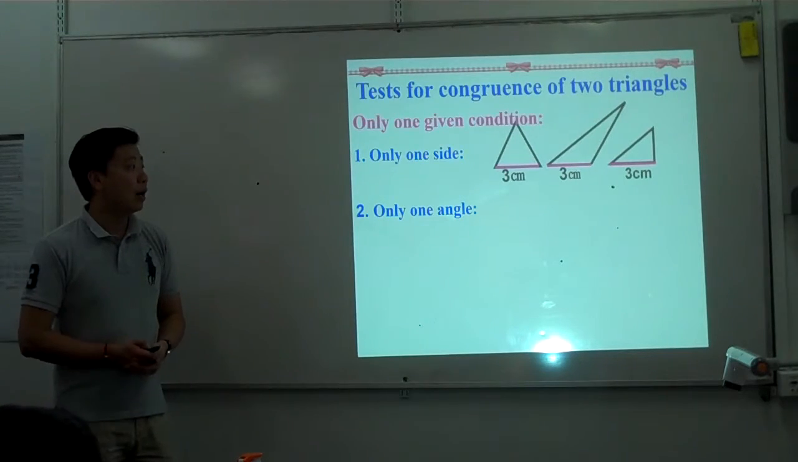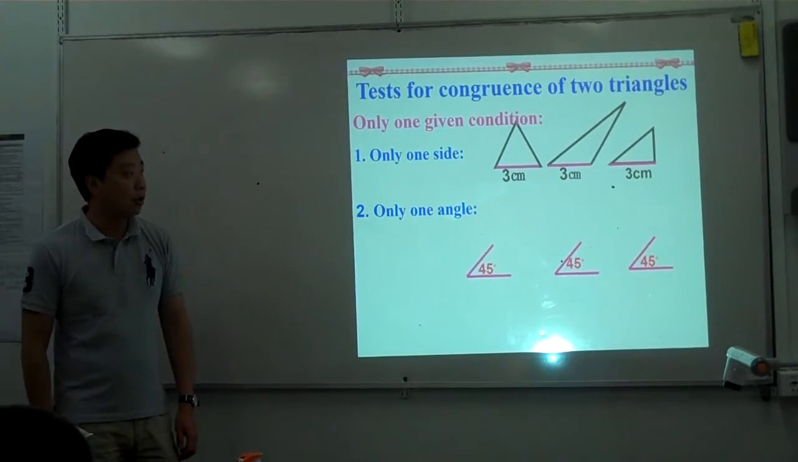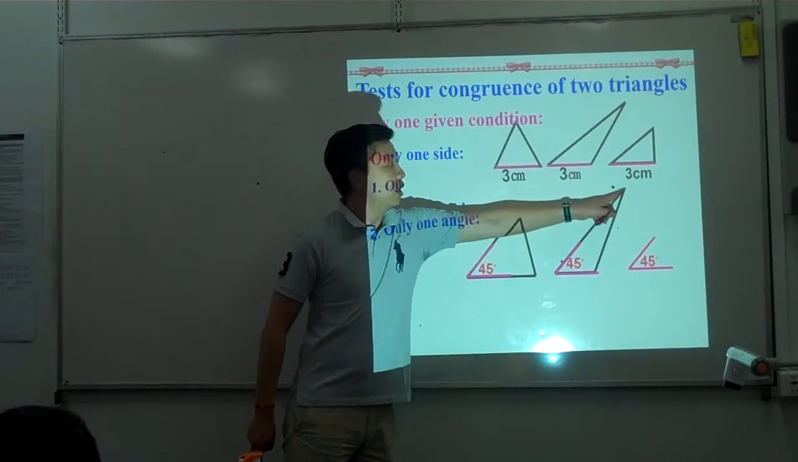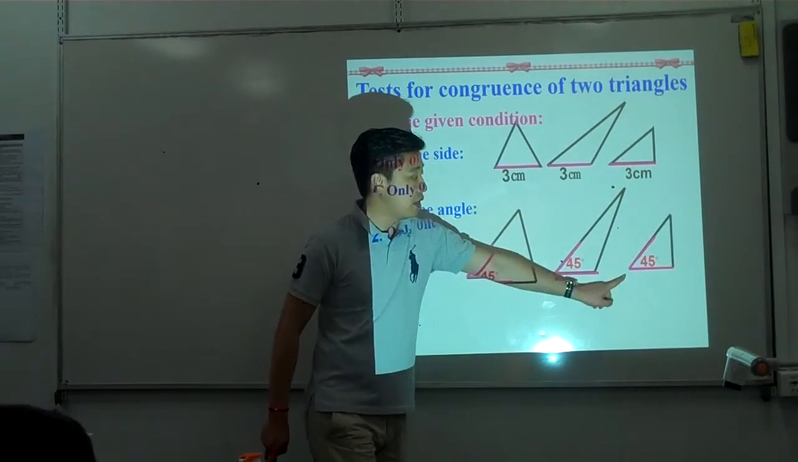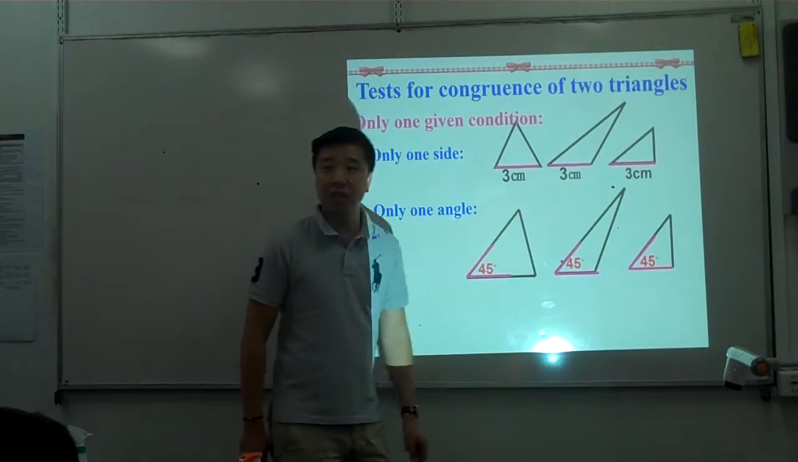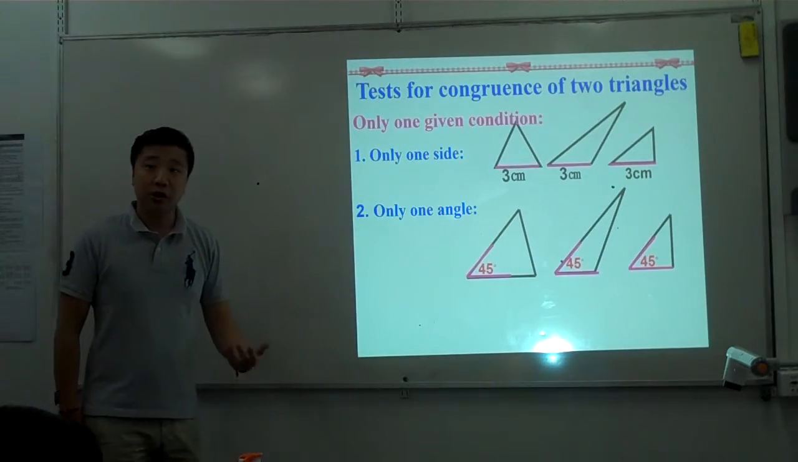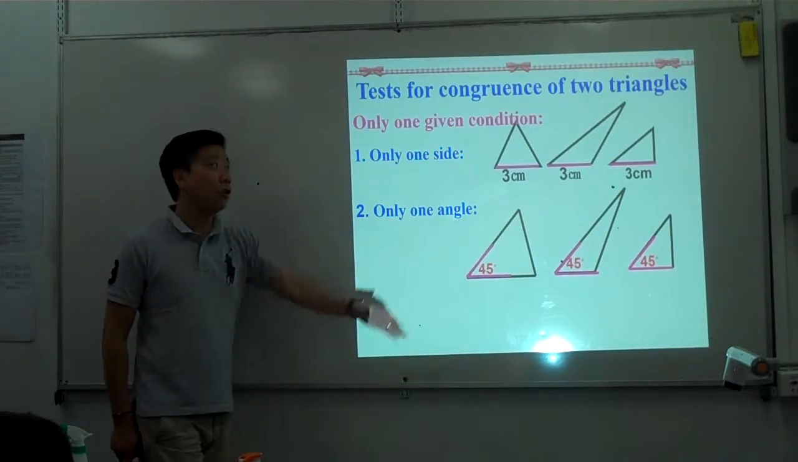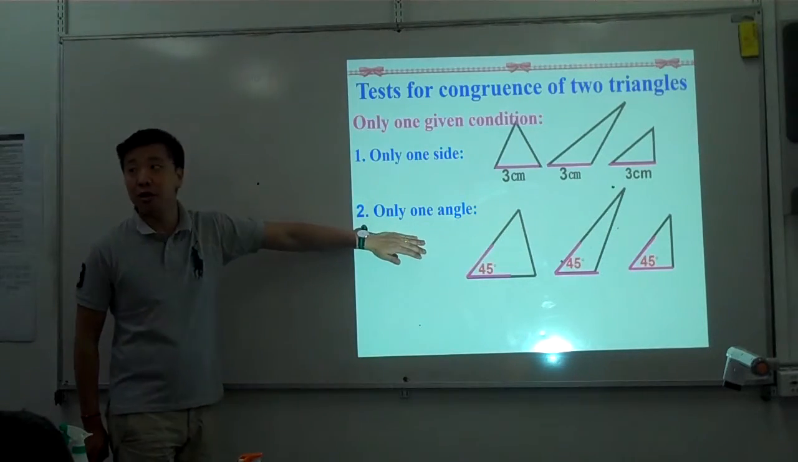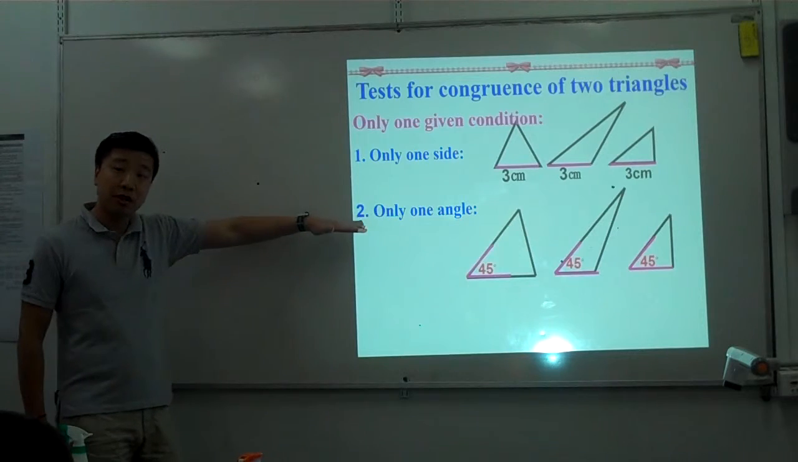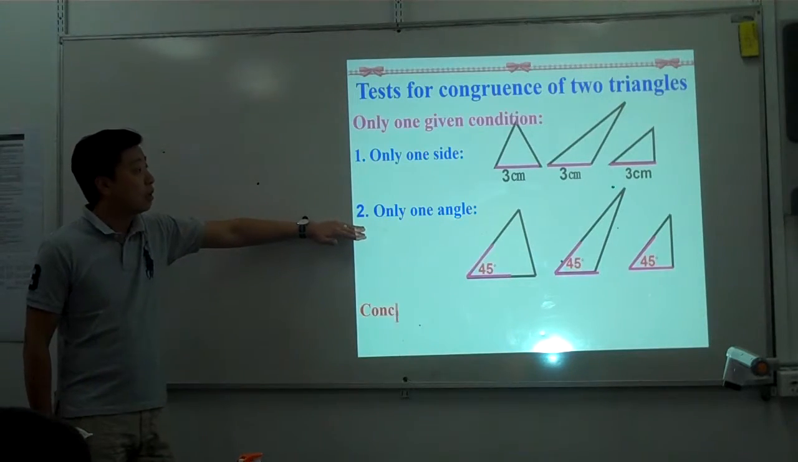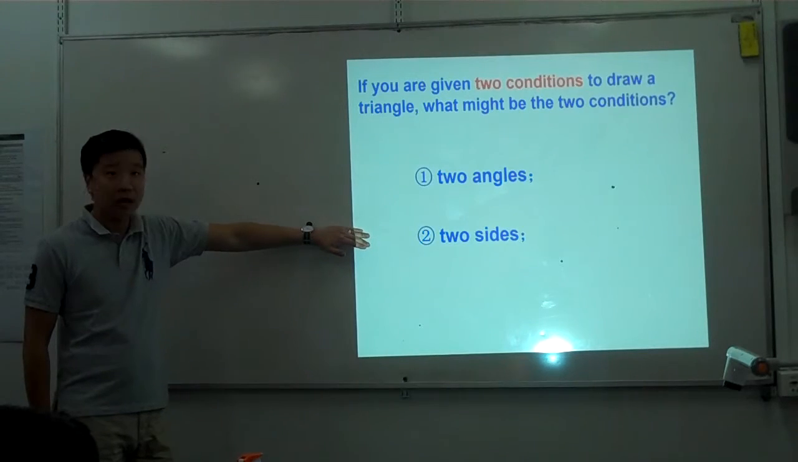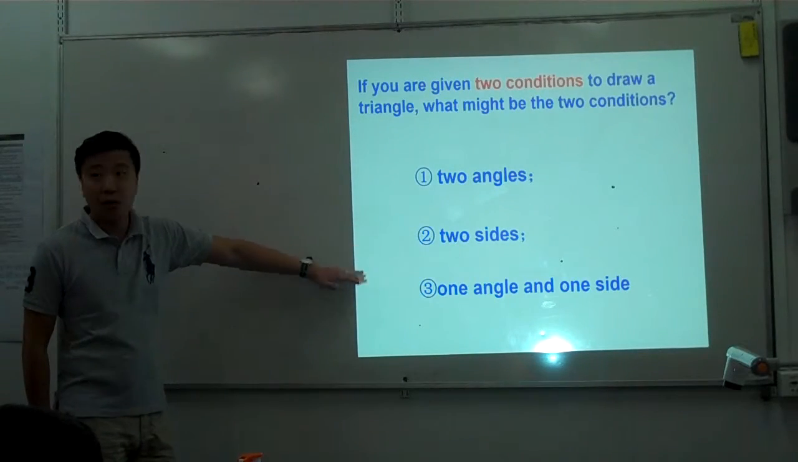Now if you have only one angle, it still does not work, because we can see that if that is 45 degrees, this point may be here, and then this is 45 degrees and this vertex could be there. So you still cannot prove they are congruent. One side or one angle cannot be used. Then we move to the 2 conditions: 2 angles, 2 sides, and 1 angle 1 side.